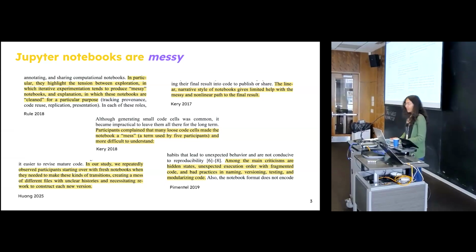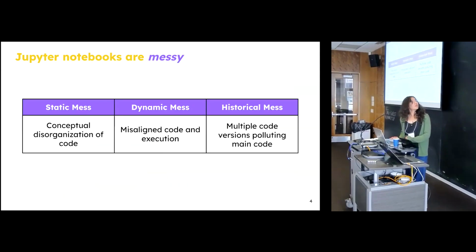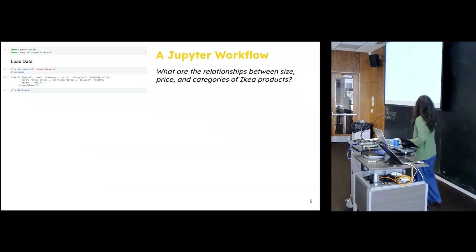and this is something that a lot of people have talked about an awful lot. So we sort of try to characterize what this mess is along 3 dimensions. So the first is static mess, which is a form of conceptual disorganization. Dynamic mess, where code and its execution are out of alignment with each other. And then historical mess, where you have multiple versions of code with unclear relationships. So to see this a little more clearly, let's go through an example in Jupyter.